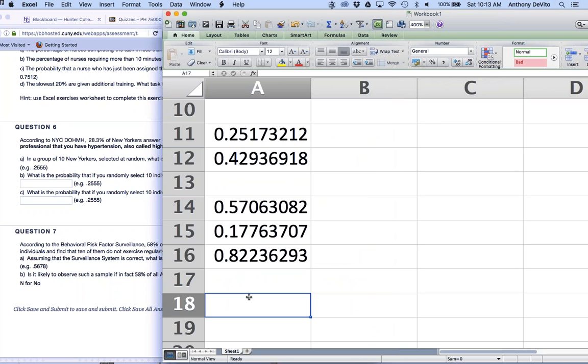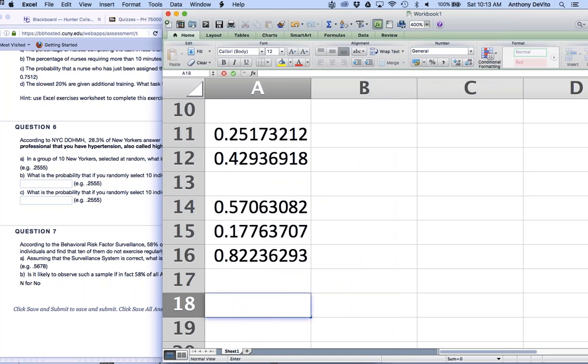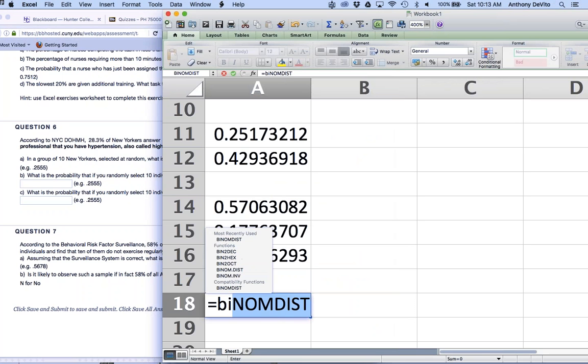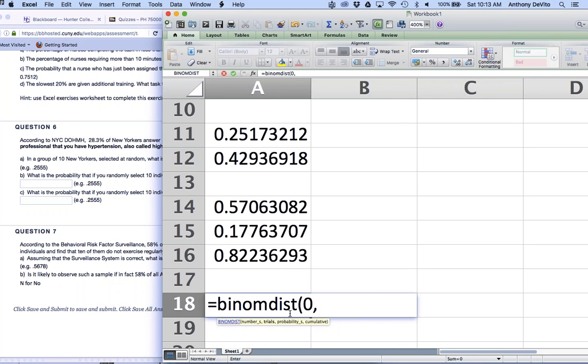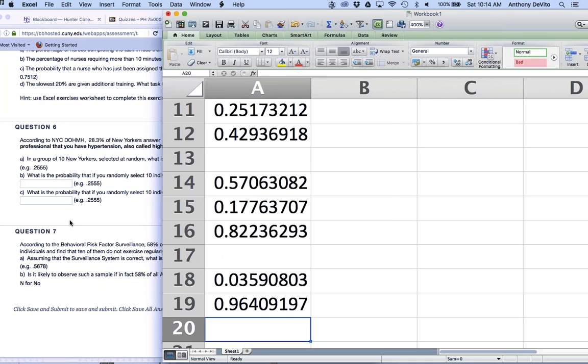So you could calculate, what's the probability of getting none? Binomial dist, parentheses, 0, comma, 10, comma, 0.283, comma, true or false. Doesn't matter because 0 is going to be the same, true or false, because there's nothing to the left of it. Okay, so 3.5%, right? So that means 96.5% is going to be my answer. It is equal to 1 minus that, the probability of getting everything except 0 for the outcome. Okay, so let's take a look at the next one.